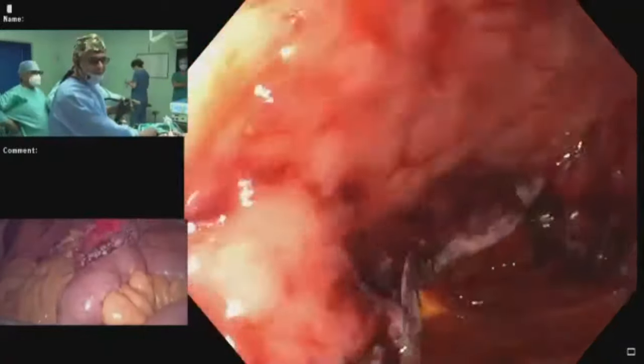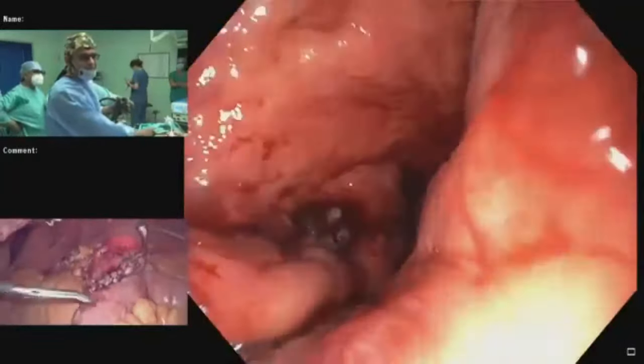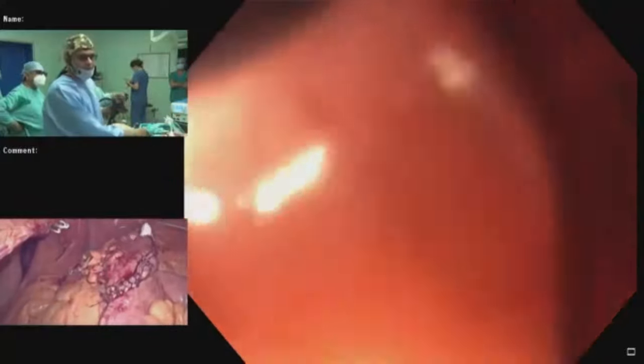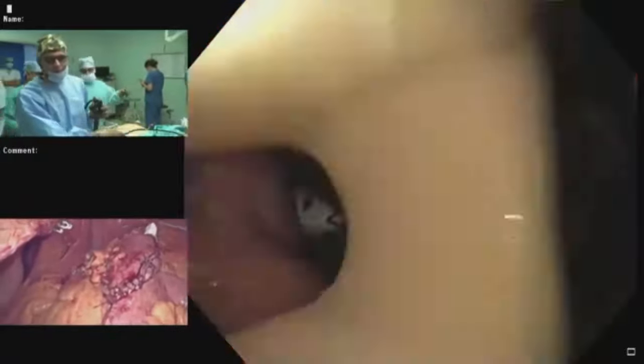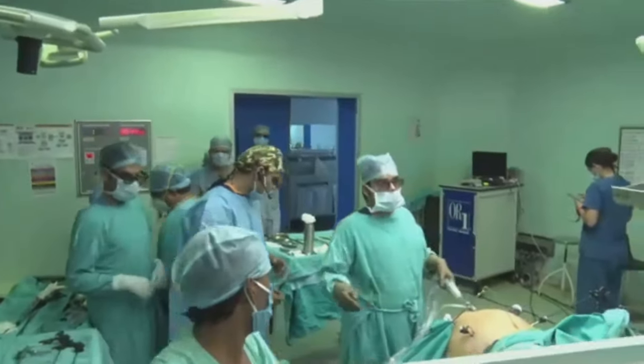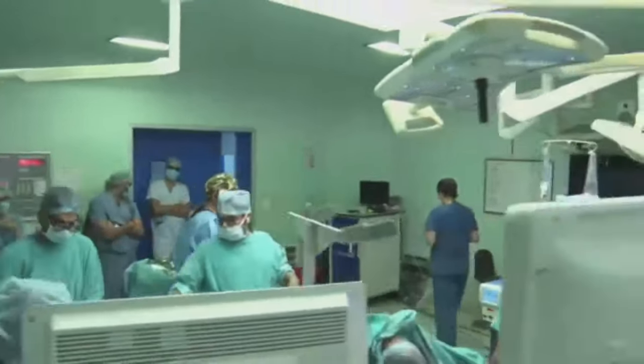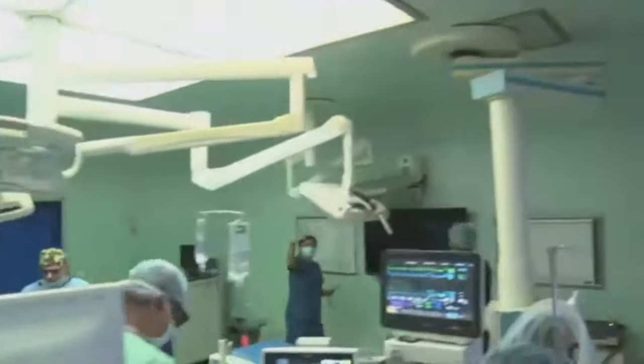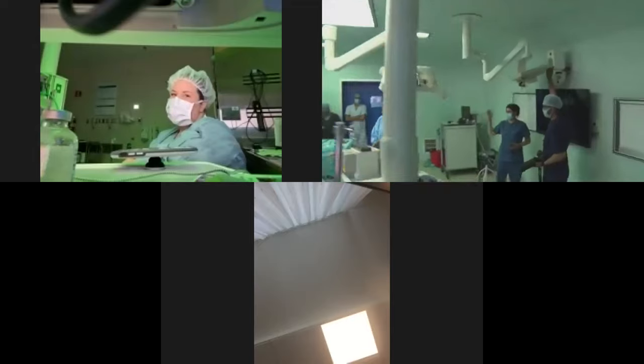I'm going to suck in all the air so that this is causing no distension inside, and I'm going to come out. So that marks the end of the procedure. And thank you very much. If there are any questions from the stellar panel we have, I'll be grateful and I would be answering them. Thank you so much.